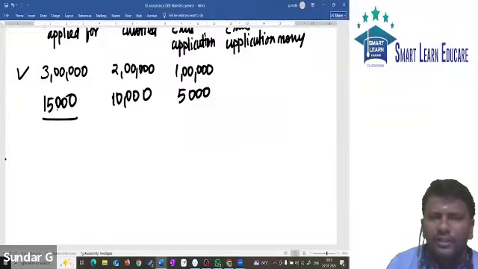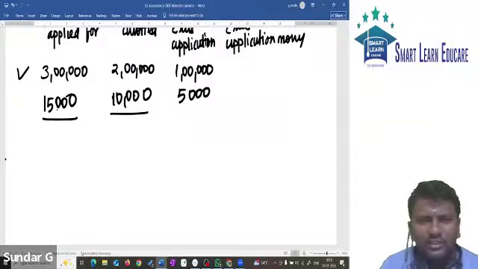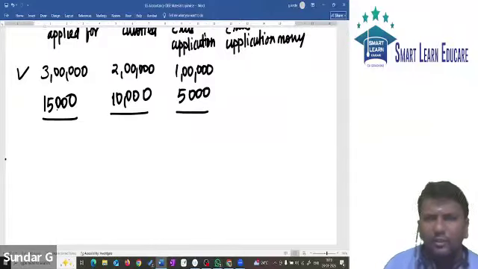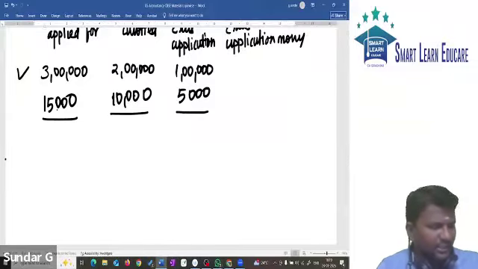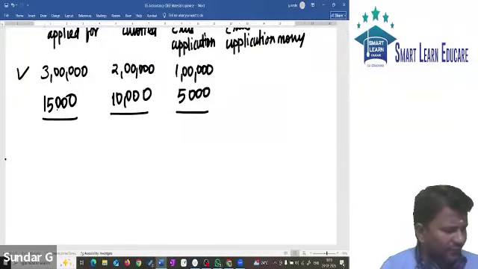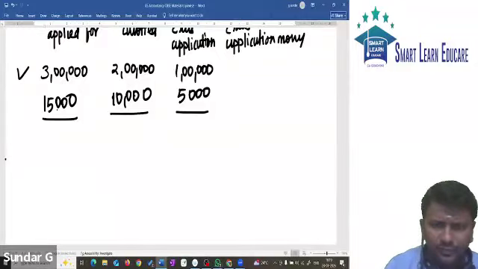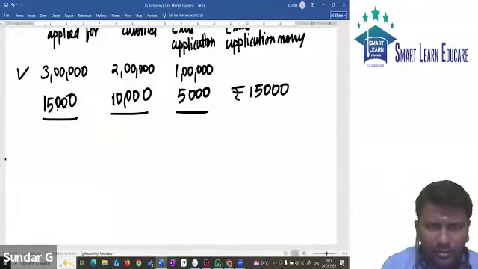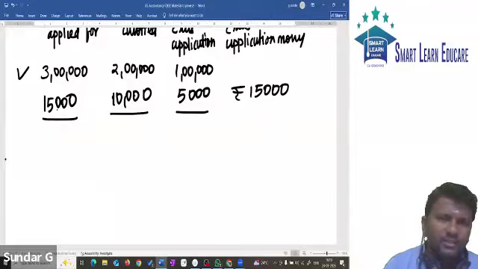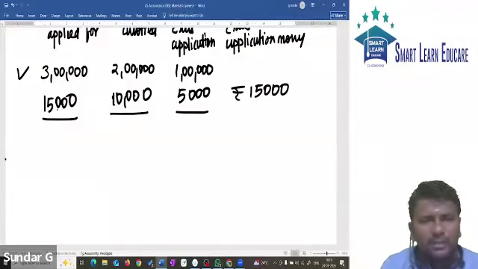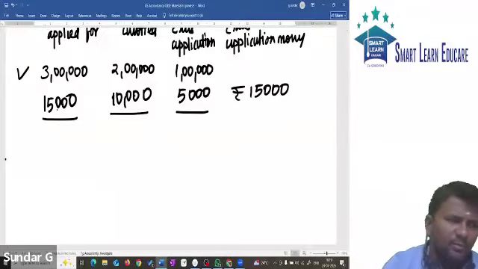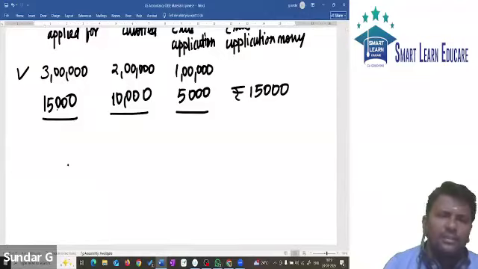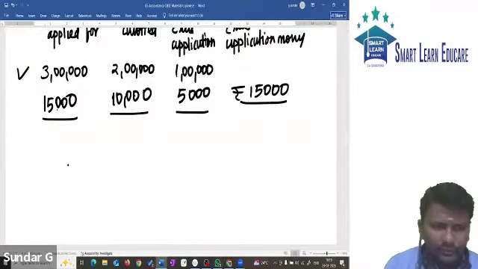For this, we need to find the applicant of 15,000, applied for, and allotted is 10,000. What is the excess application? 5,000. Excess application money: on 5,000 shares he paid excess application. How much did he pay? 5,000 into 5 rupees. How much rupees did he pay? 15,000 rupees he paid in application. Okay, 15,000 rupees he paid in application. The excess application money paid by that person is 15,000.